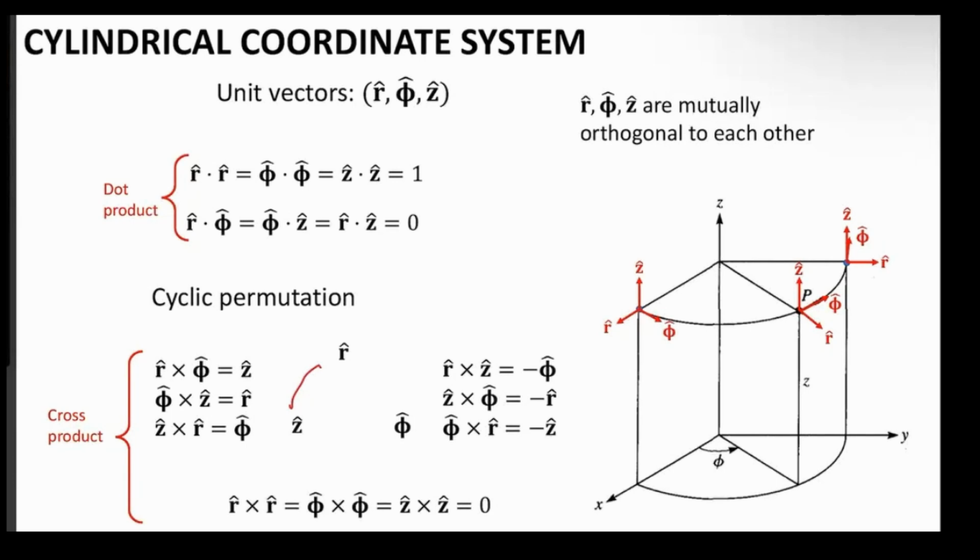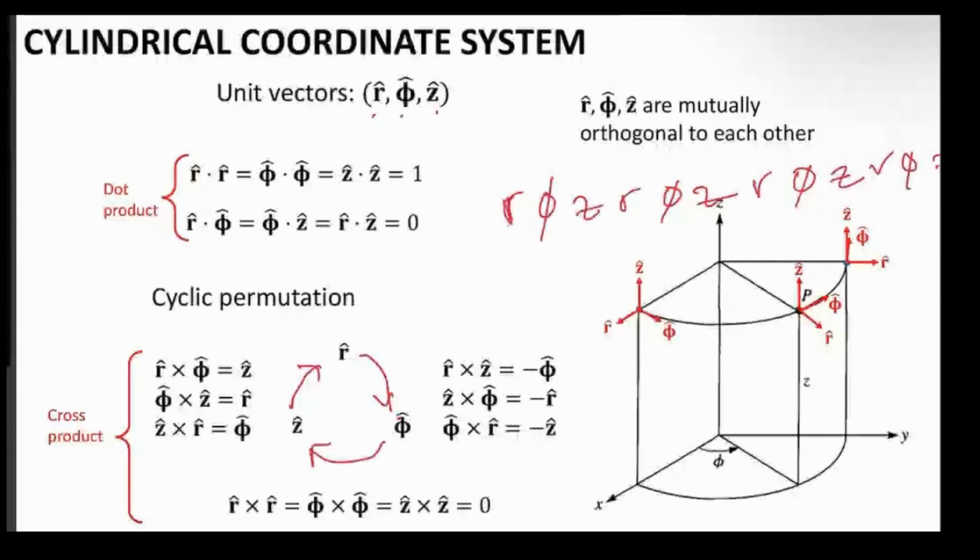r times phi equal to z. So r, phi, z. Phi times z equal to r. Z times r equal to phi. Okay, this one.